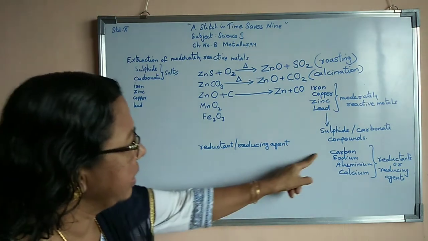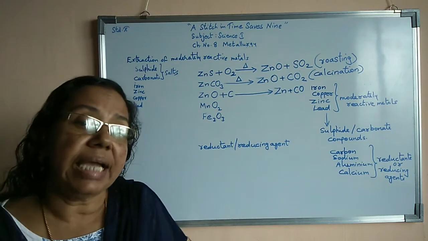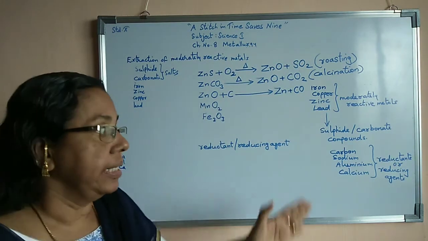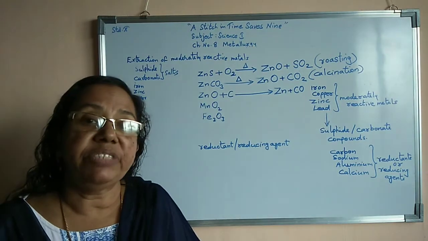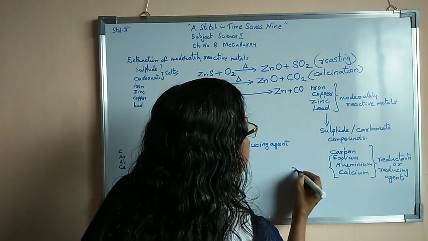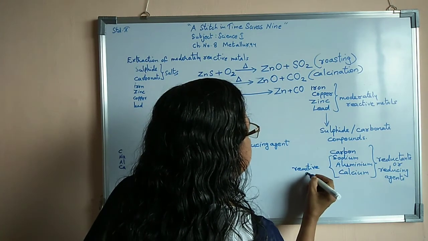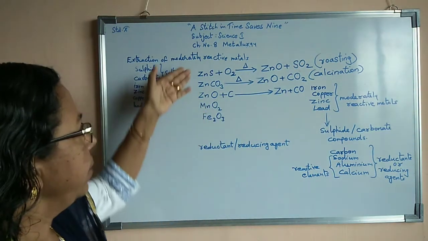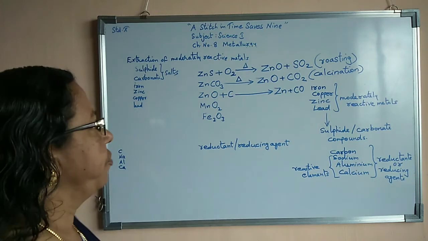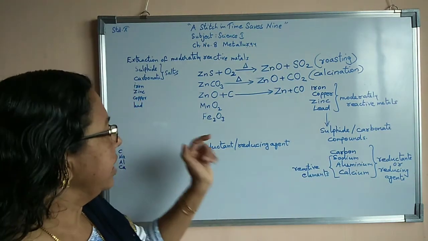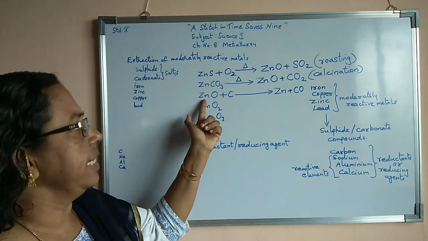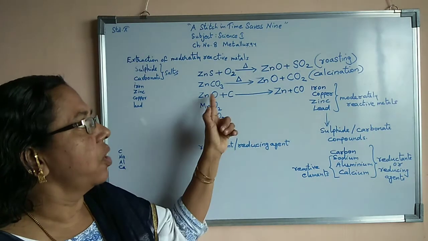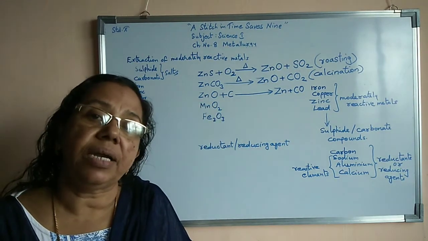Now, what is the speciality of these reducing agents? These reducing agents react with such oxides. Sodium, aluminium as well as calcium are reactive elements, more reactive than these metals. As a result, these elements displace the metal, meaning they separate the metal from the compound, and then the oxygen reacts with them. As a result, their oxides are formed.